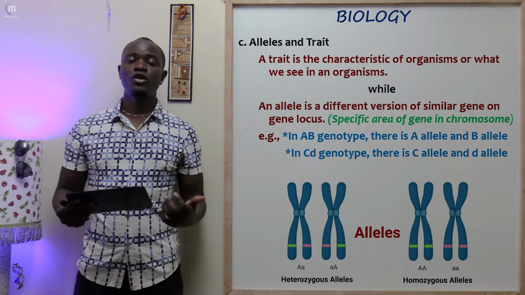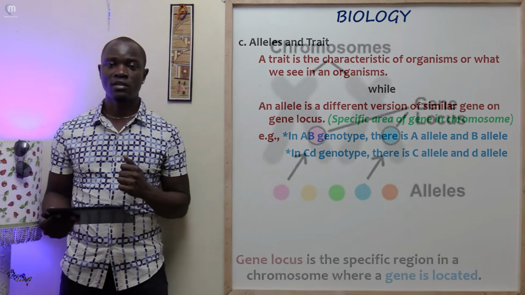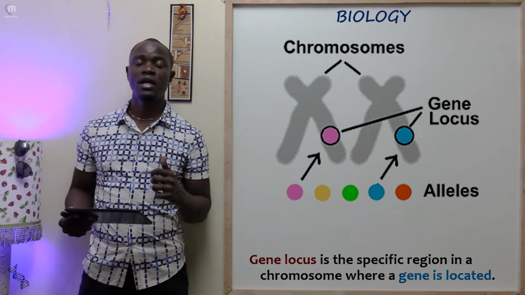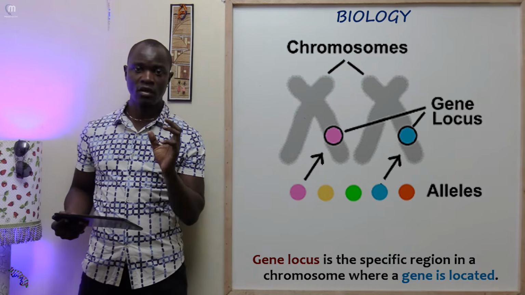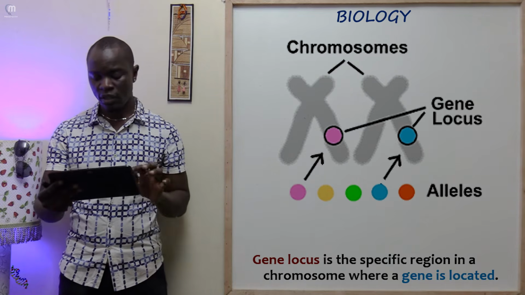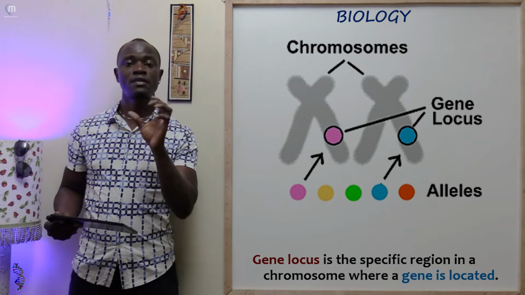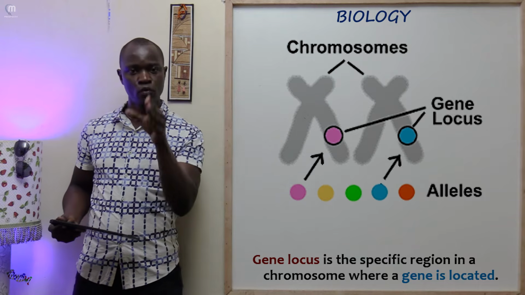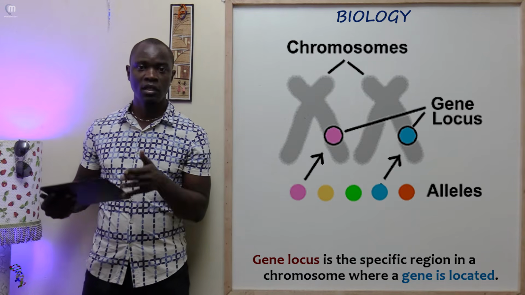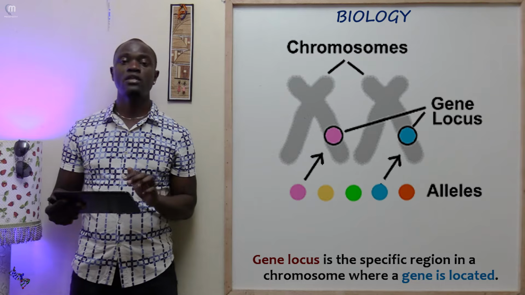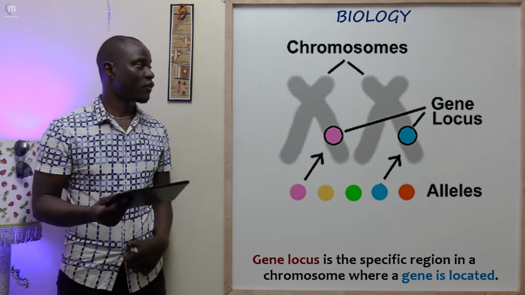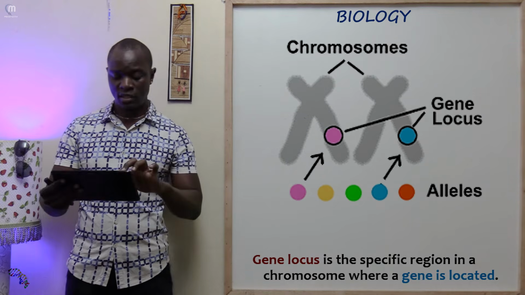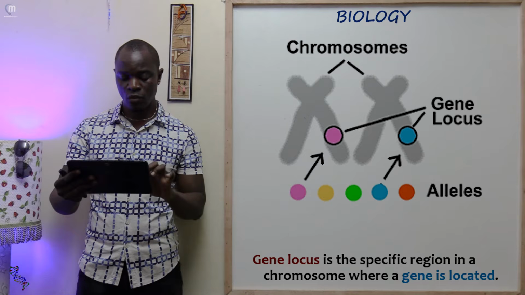We have mentioned gene locus. So what is a gene locus? Specifically, gene locus means that specific location where a gene is located on the chromosome. That specific location on a chromosome where a gene is located is what is referred to as a gene locus. Don't forget that. I think you are going to see this question in the upcoming question, so it will be good to go.